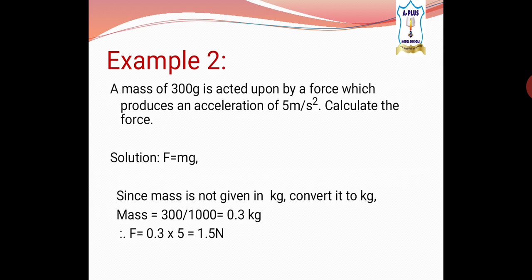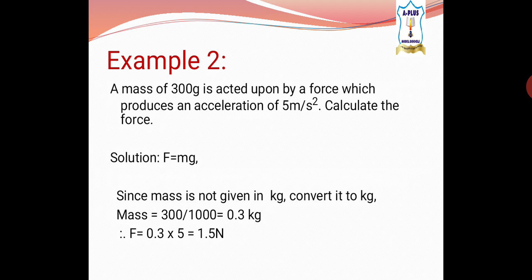A mass of 300 grams is acted upon by a force which produces an acceleration of 5 meters per second square. That's acceleration due to gravity, which is g, and that's why it is written as 5 meters per second square. Calculate the force.